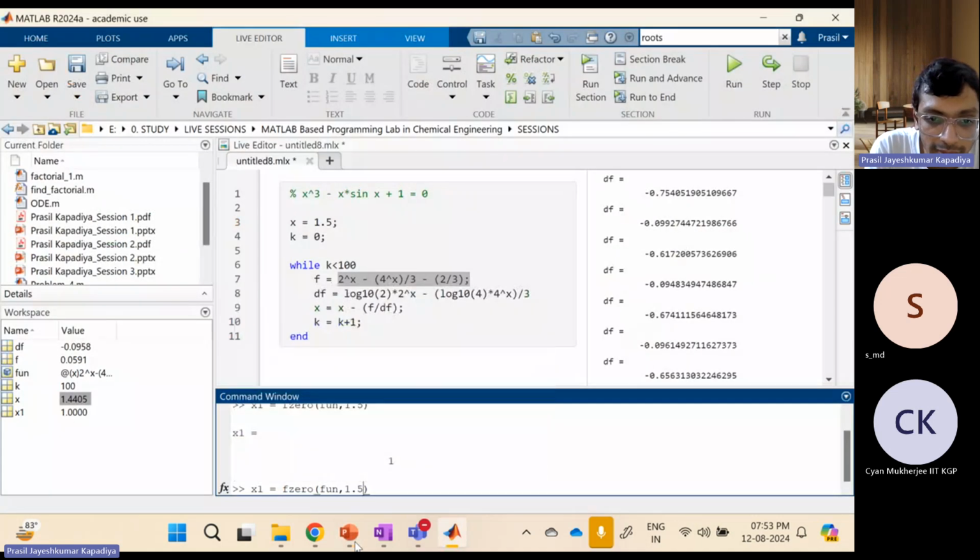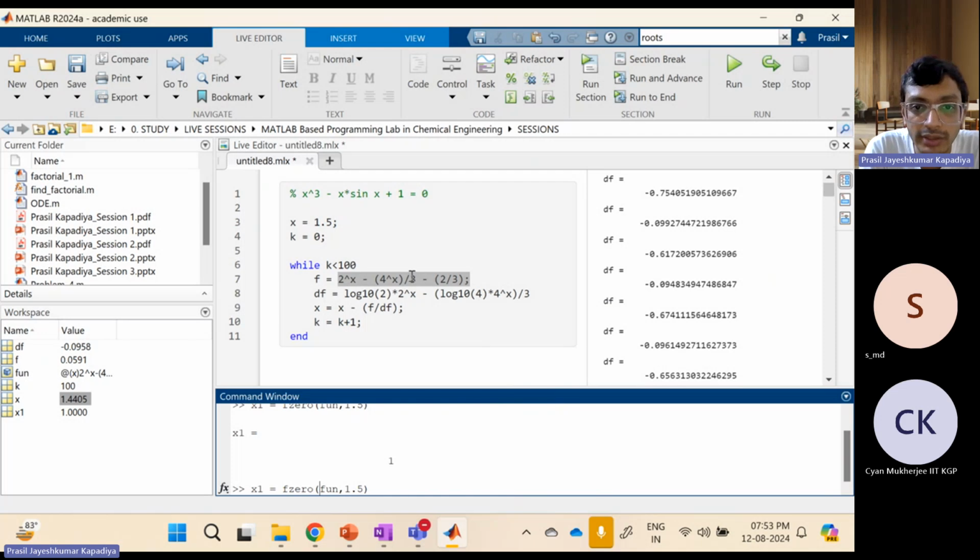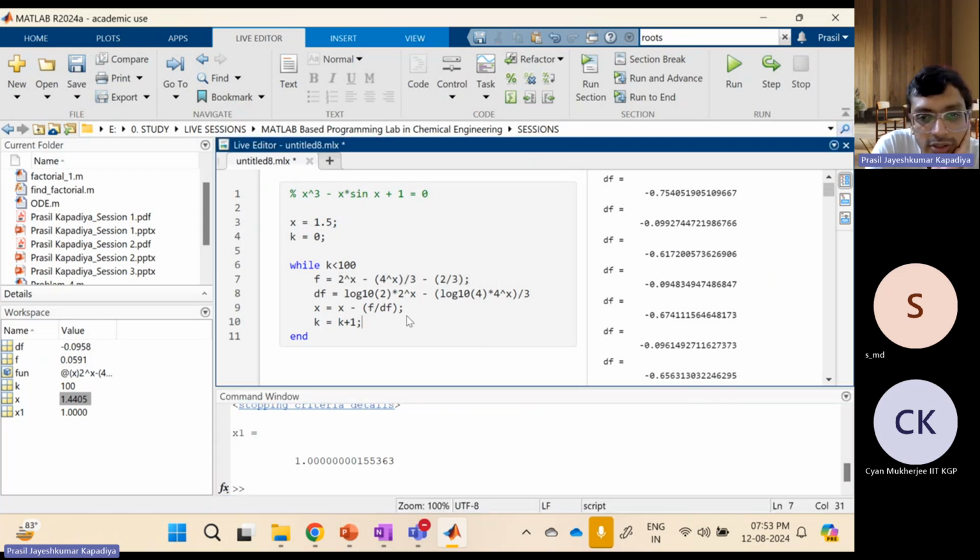So let's solve it using the fsolve command. The answer is 1, but can the answer be 1? 2 minus 4 by 3 is 6 minus 4 by 3, which is 2 by 3. Yeah, the answer can be 1. So it is also showing near 1. Here I don't know why it's not showing.